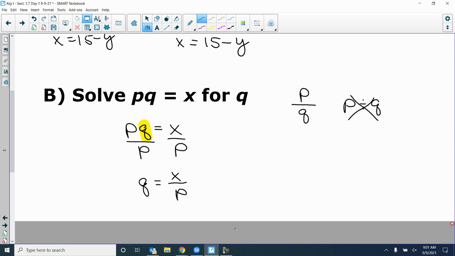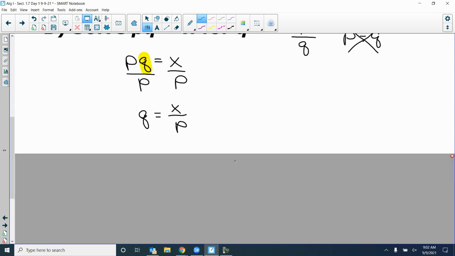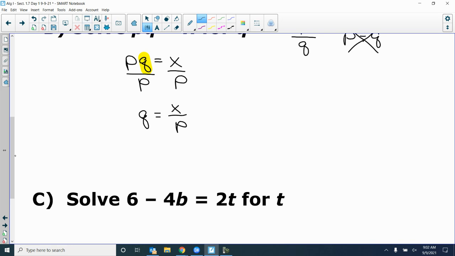So q equals x over p. That's it. That's all you've got to do. Done. Okay. It asks us to solve for q. That means get it by itself. That's all it means. In this case, I'm not going to be able to get q equals 10 or q equals 15. I can't do that. I can get q equals x over p. You've got to be able to rearrange.